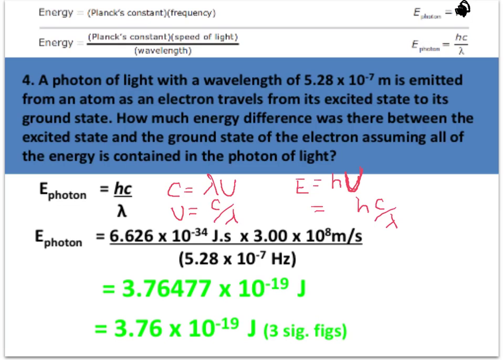So again, we use this equation. We know what Planck's constant is. We know what the speed of light is. These are our two constants. So the only thing we need to be given is the wavelength to find our energy, which works out to be 3.76 times 10 to the negative 19 joules, because energy is measured in joules. Alright, so that takes us to the end.